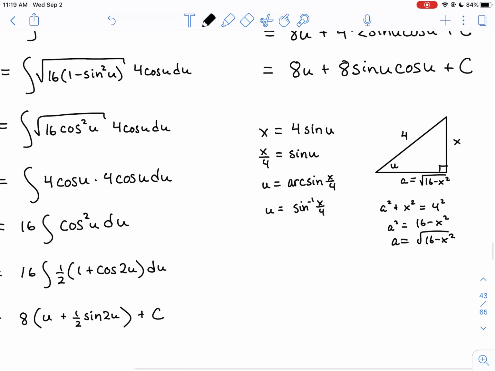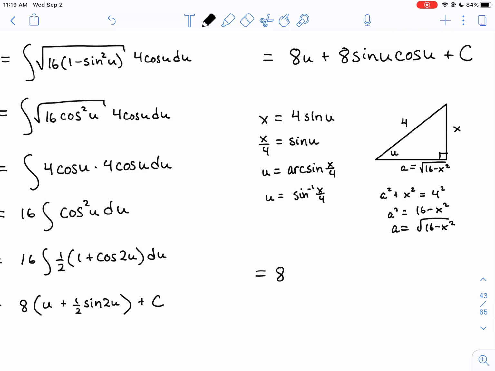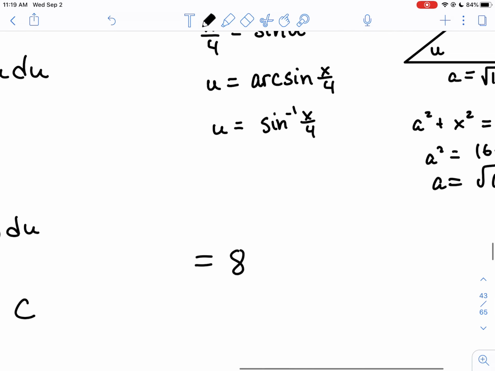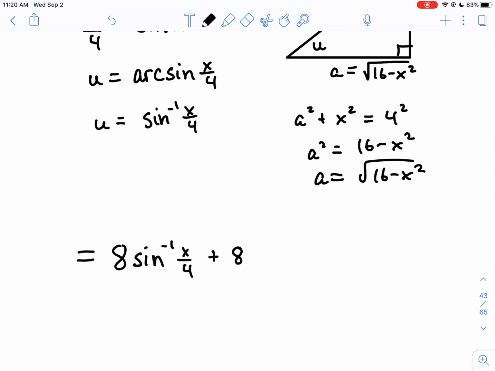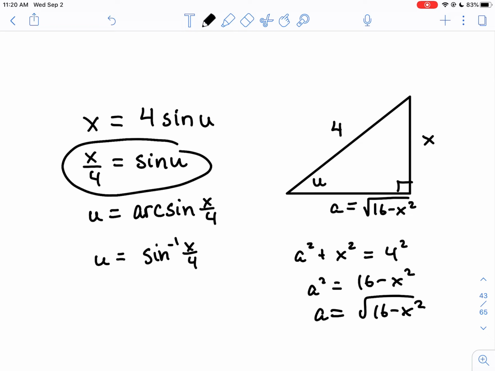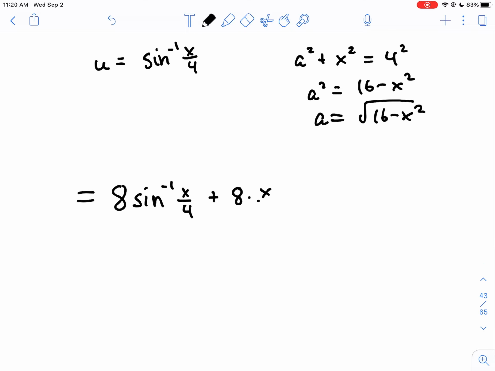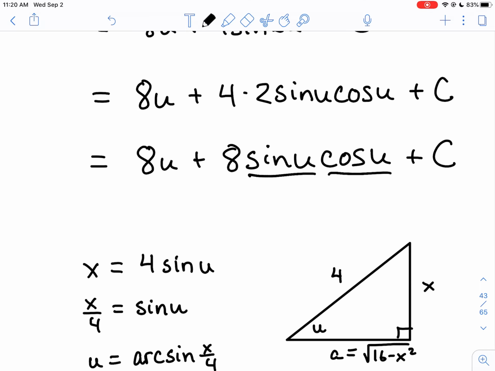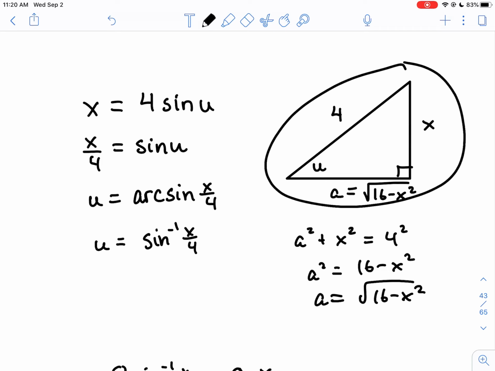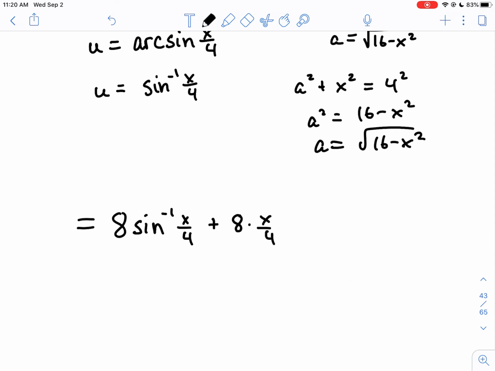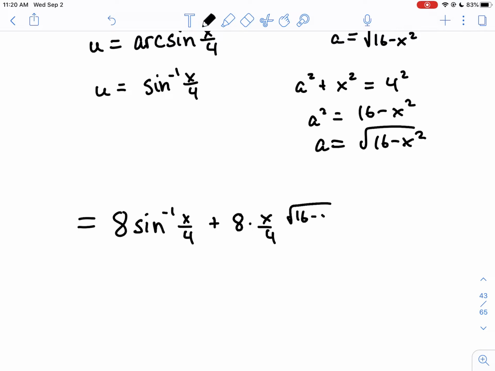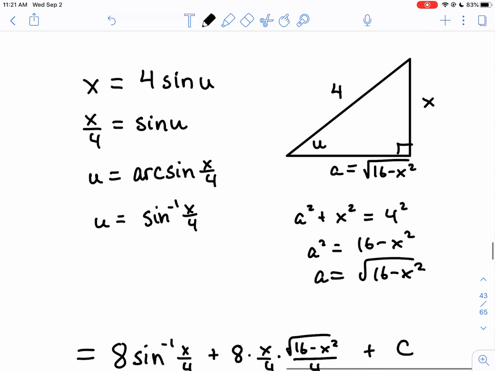The next step of the back substitution is going to look like the following. 8 times u, and u is the arc sine of x over 4, plus 8 times the sine of u. So actually the sine of u is already converted to x's by this statement alone, so x over 4 will be the sine of u. So I've done that part. Now I'm going to do the cosine of u next, and here it's helpful to use this reference triangle to get the cosine of u. Cosine is adjacent over hypotenuse, so it's going to be the radical 16 minus x squared, which is the adjacent, over 4, and that will be the value of cosine of u. Radical 16 minus x squared over 4. And then we have the plus c at the end.